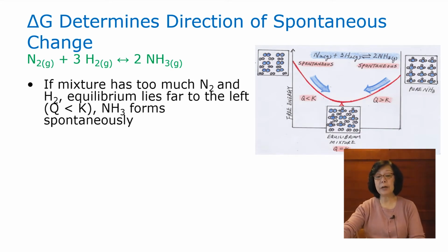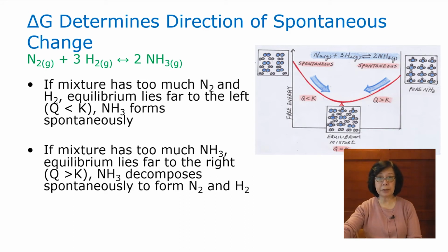Here we have the making of ammonia from nitrogen and hydrogen, Gibbs free energy versus time. You can see that on the left-hand side of the diagram, we have too much of the reactants nitrogen and hydrogen. Equilibrium lies far to the right, meaning the quotient Q is less than K, so the forward reaction will be spontaneous to make more ammonia. So the Gibbs free energy will decrease from the left down toward the middle.